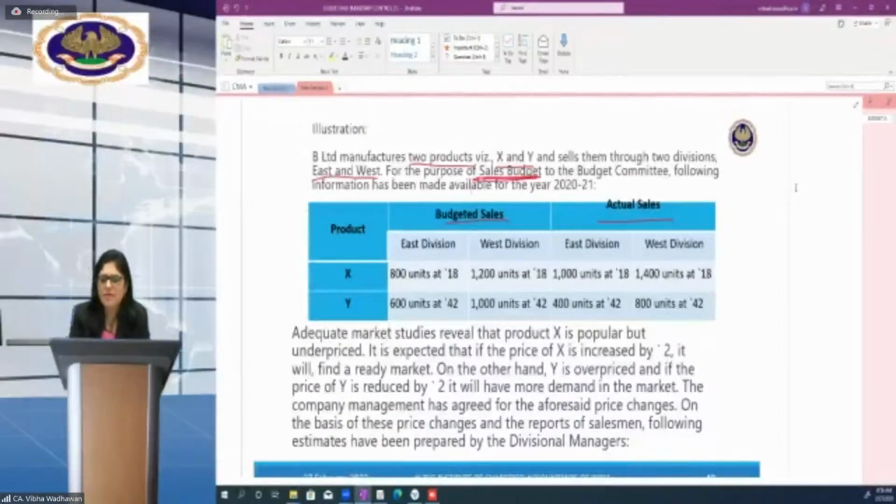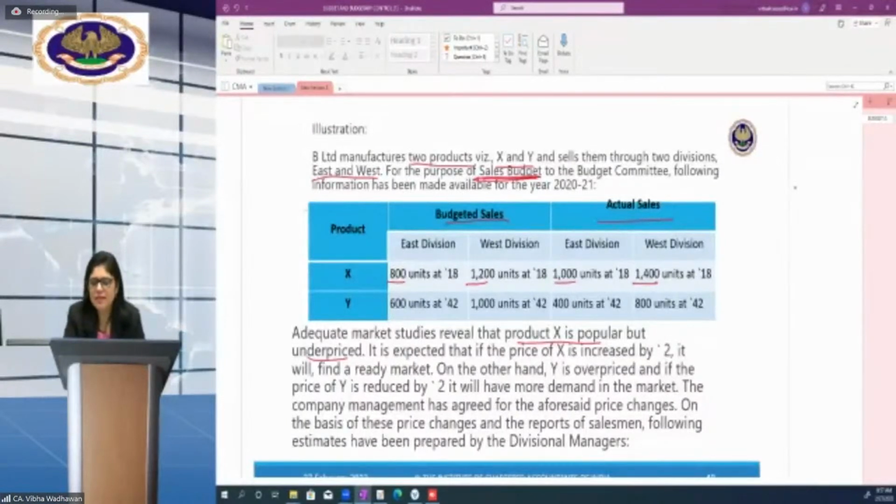Adequate market studies reveal that product X is popular. How we can say product X is popular? See, the budgeted sales 800, the actual 1000, the budgeted 1200, actual 1400. That's why they are saying that product X is popular, because the actual sales are more than the budgeted sales. But it is underpriced. Okay, so it's underpriced. That means the selling price is less.